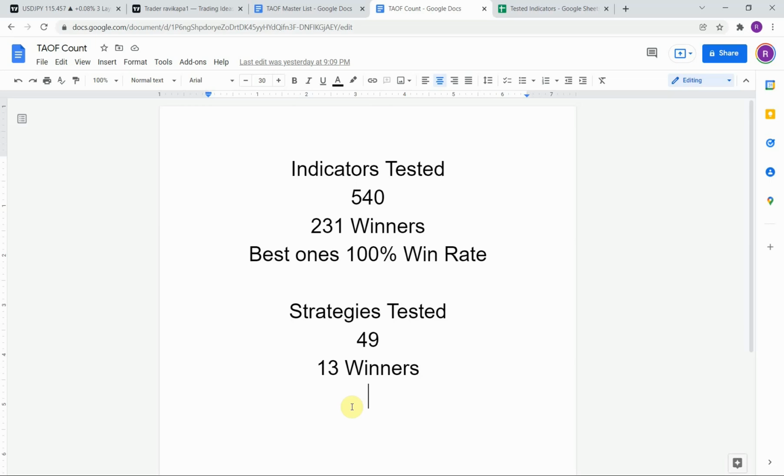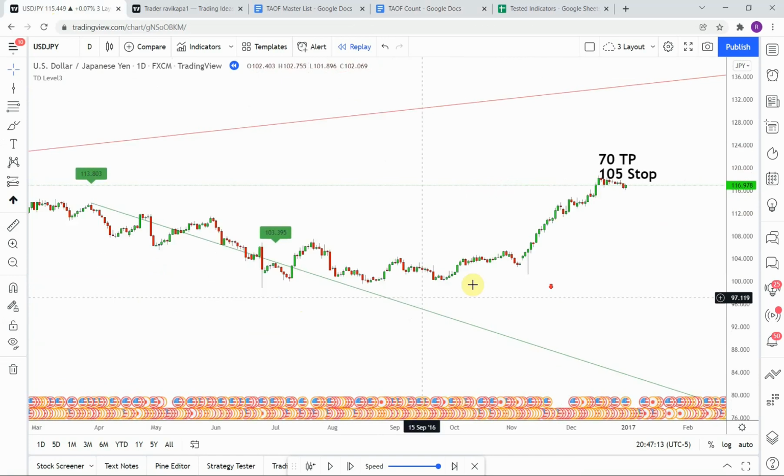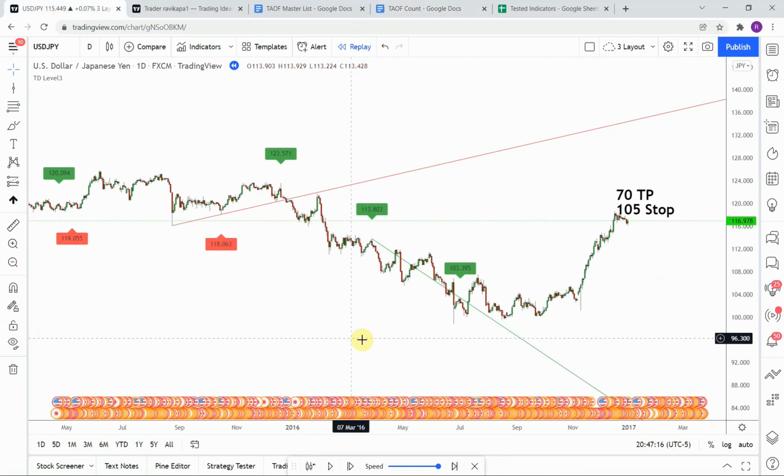Keep in mind that we test all these strategies and indicators on the Forex market, but they can be applied to just about any market universally. Alright, so today's indicator is the Trendline TomDemark indicator. And you can kind of see it here on screen. Let me scroll back a little bit here, so that way it's easier to see.